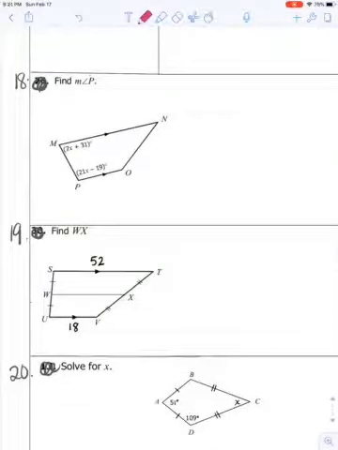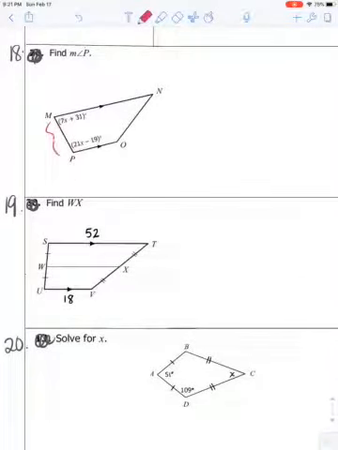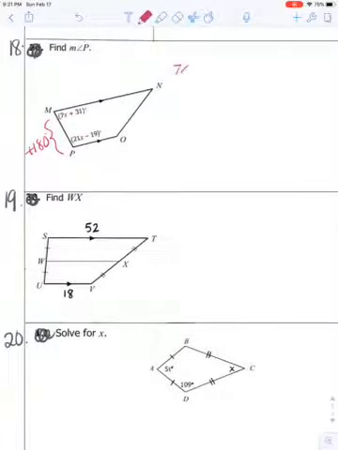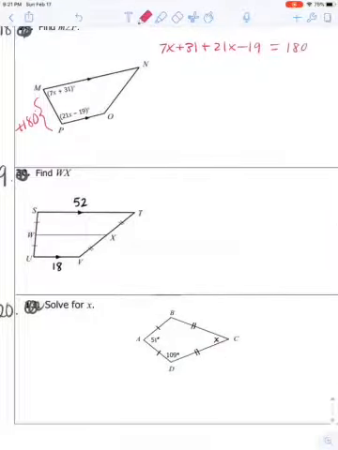Yes, okay. All right, so now we're moving into trapezoids and kites. So for this trapezoid, since these two right here are consecutive, they're actually same side interior angles. That means they're going to add to, you guessed it, 180. All right, so we're going to do 7x plus 31 plus 21x minus 19. And then we want to set that equal to what now? 180, because they are same side interior. They are supplementary. And then it's just combining your like terms here. So let's do that. 7x plus 21x is going to be 28x.